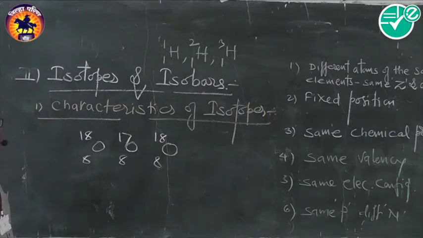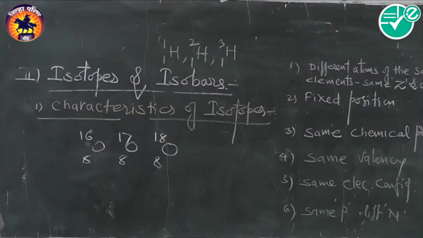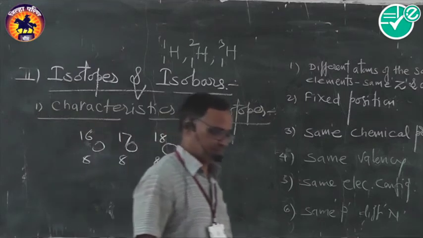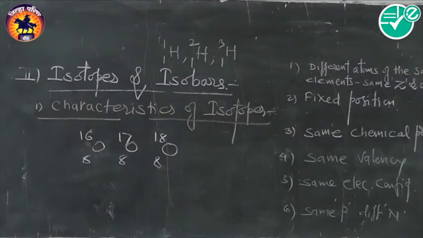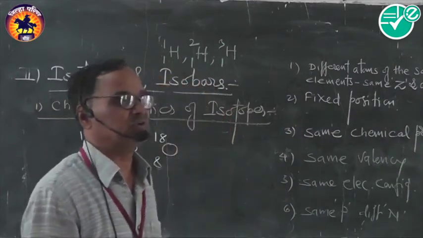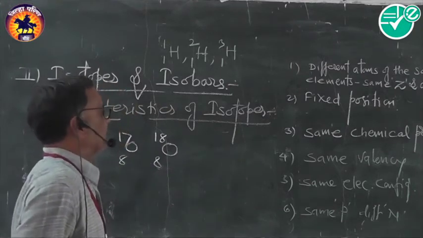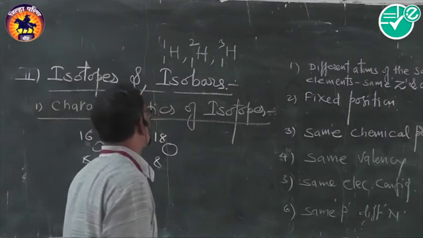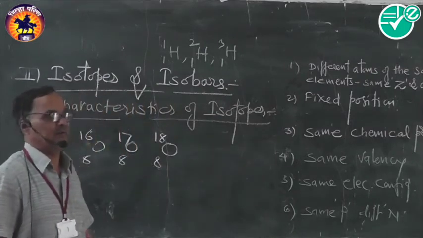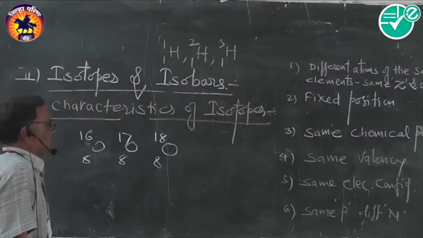The second example written on the board is O816, O817 and O818. By putting examples in front of you, it is very easy to give the distinguishing characters of isotopes, isobars, and the characters of both. So first of all, we are going to define the term called isotopes.